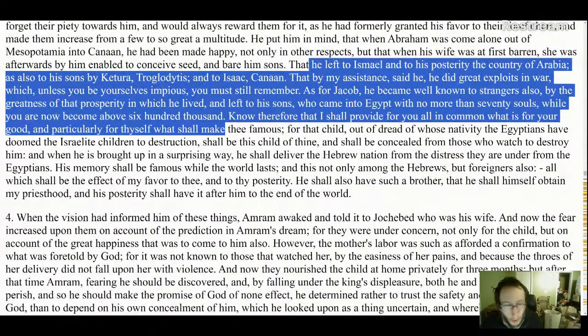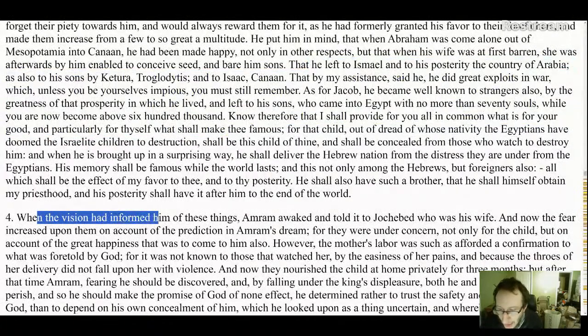Then it says, when the vision had informed him of these things, Amram awaked and told it to Jochebed, who was his wife. The fear increased upon them on account of the prediction in Amram's dream.